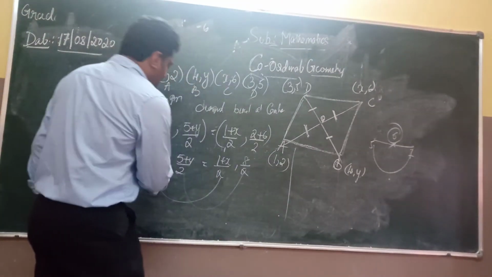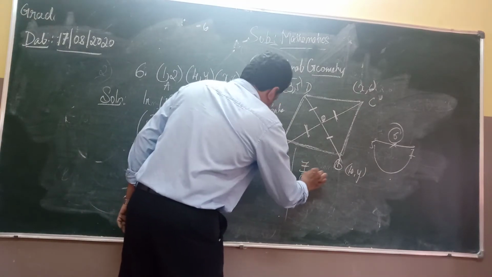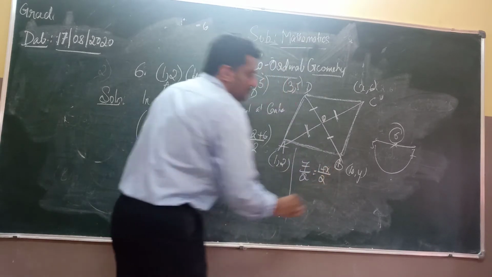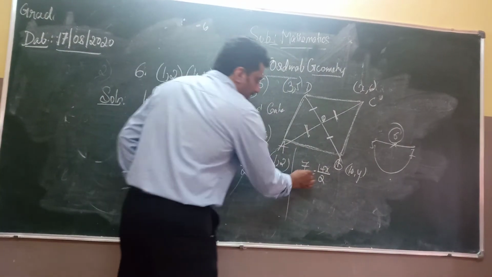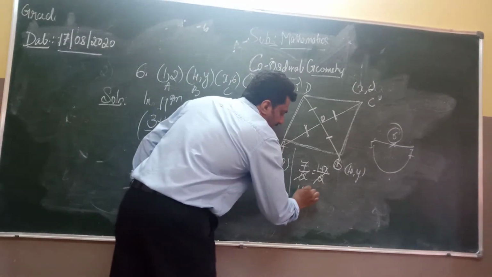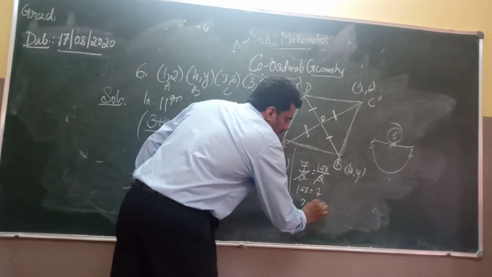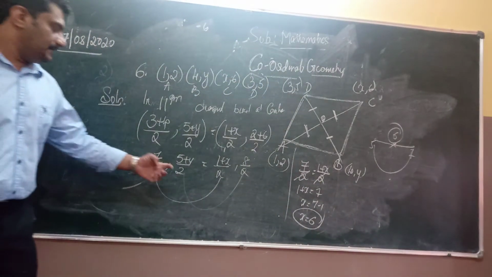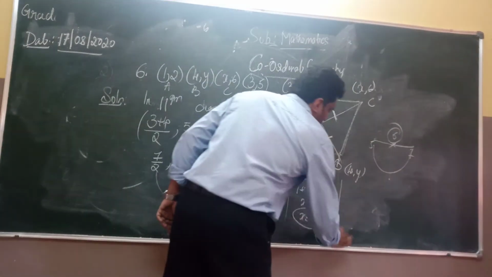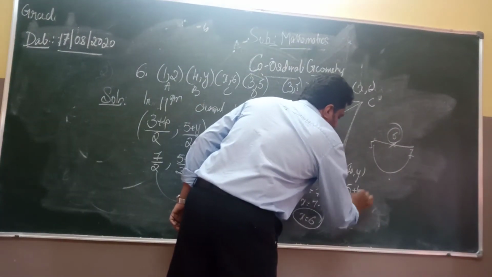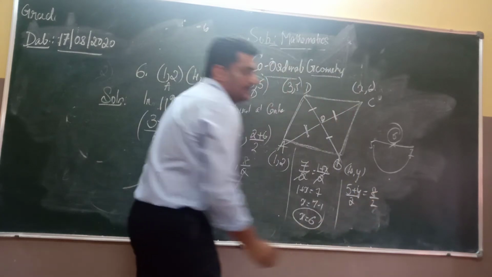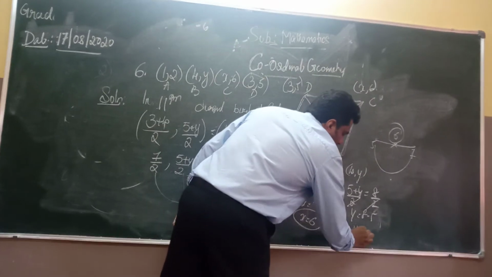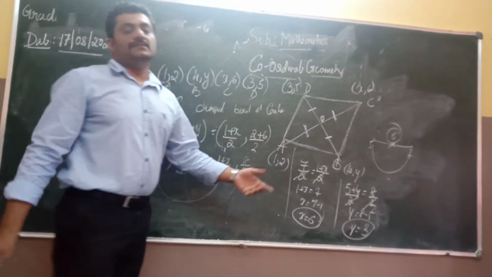The first one is 7 by 2 is equal to (1 plus x) by 2. Both the denominators are same, we can just cancel. So 1 plus x is equal to 7. x is equal to 7 minus 1. x is equal to 6. And then these two. (5 plus y) by 2 is equal to 8 by 2. Again 2 cancels. So y is equal to 8 minus 5. y is equal to 3.